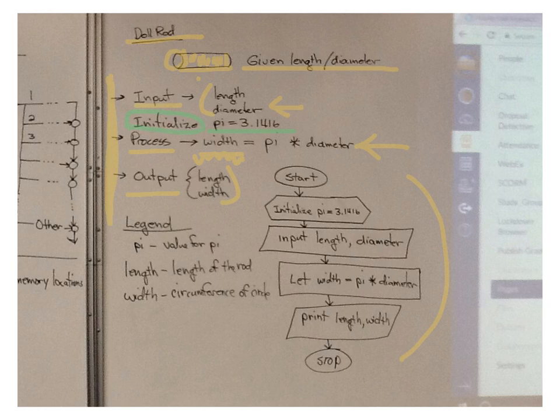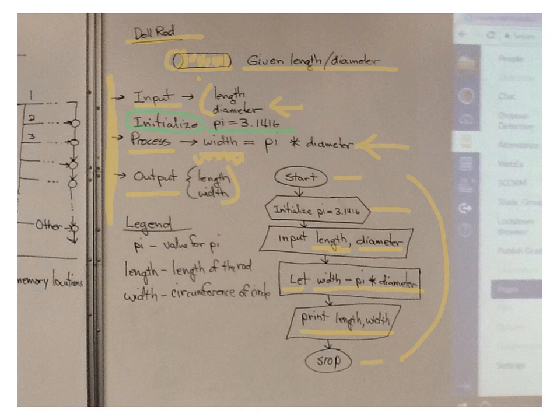Okay, so then we design the solution. We have a start box, arrow going down, touching both boxes. We initialize pi. Arrow, parallelogram is an input box, so we're going to input the length and the diameter. And the students corrected me, I had that wrong in class initially. Okay, then we can do a calculation. Width equals pi times the diameter. Then we can print out our results, and then we stop.